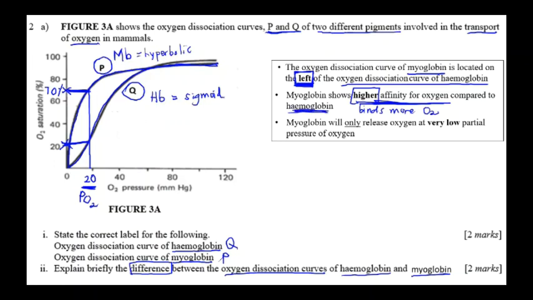And myoglobin will only release the oxygen at very low partial pressure of oxygen. The function of myoglobin is to store oxygen in the muscle. That's why it will not release oxygen easily. It will only release the oxygen when the partial pressure of oxygen is very low. That's why we say it has a very high affinity for oxygen compared to hemoglobin.